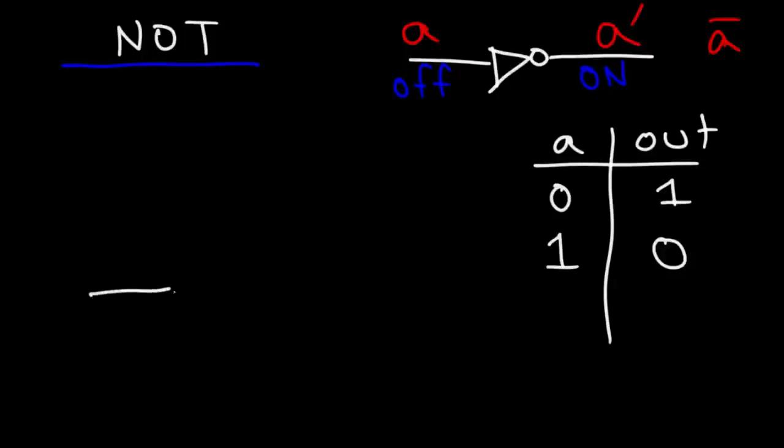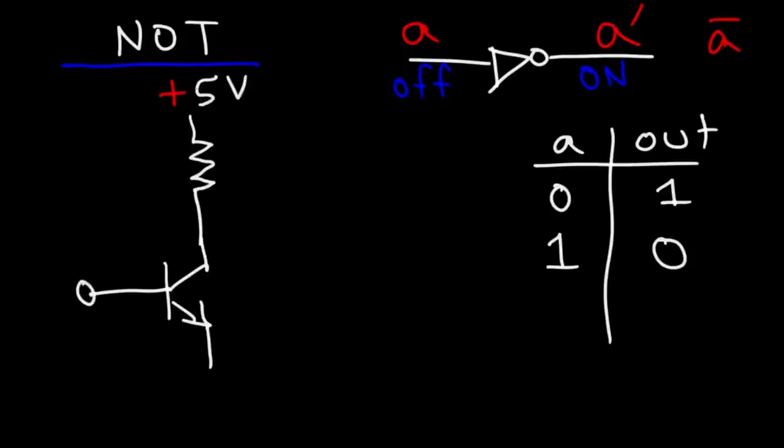The circuit is going to be very similar to what we drew before, but there's going to be one key difference, and that is the location of the LED. So here is our voltage source, and on the left we have our input A. The emitter is attached to the ground, but the LED will be connected across the collector of the transistor and the emitter.